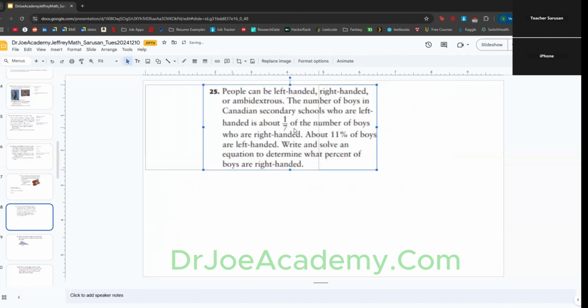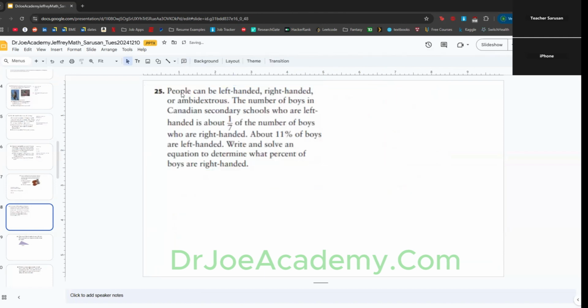Another word problem. People can be left-handed, right-handed, or ambidextrous. The number of boys in Canadian secondary schools who are left-handed is about 1/7 of the number of boys who are right-handed. About 11% of boys are left-handed. Write and solve an equation to determine the percent of boys that are right-handed.